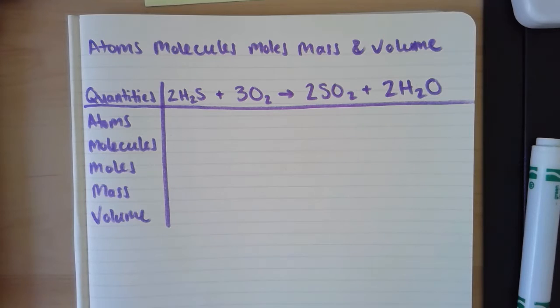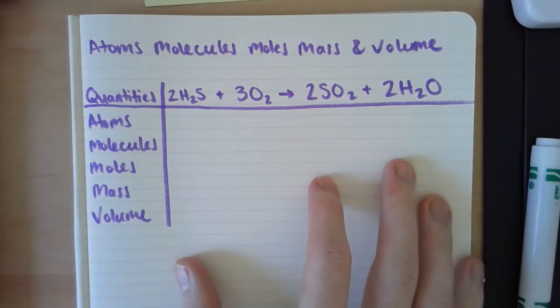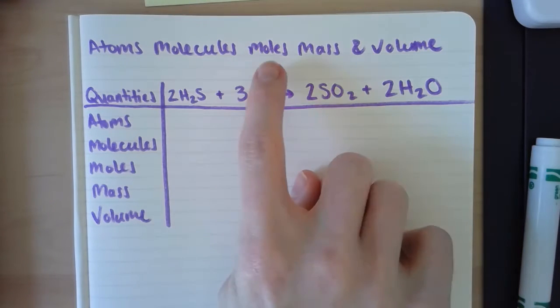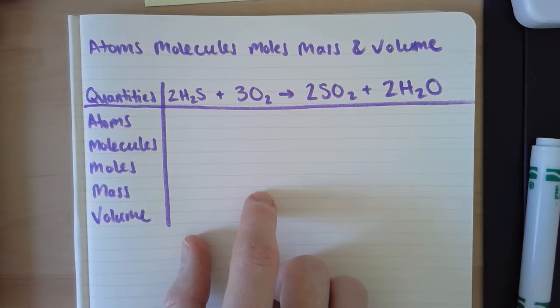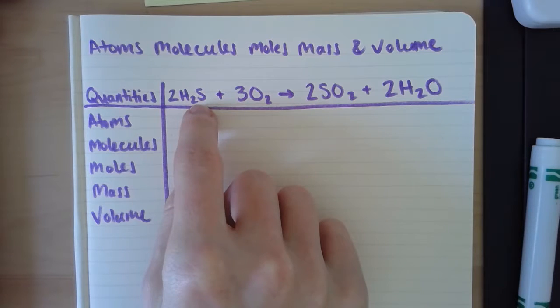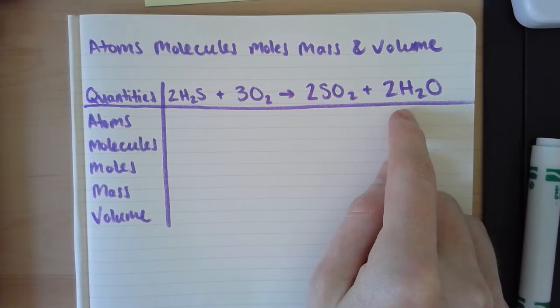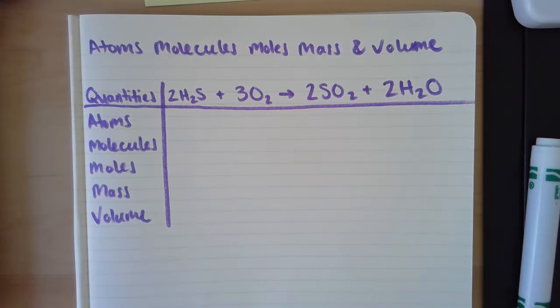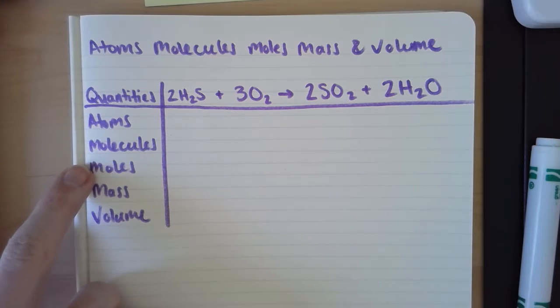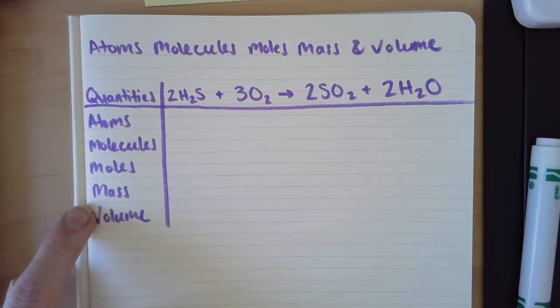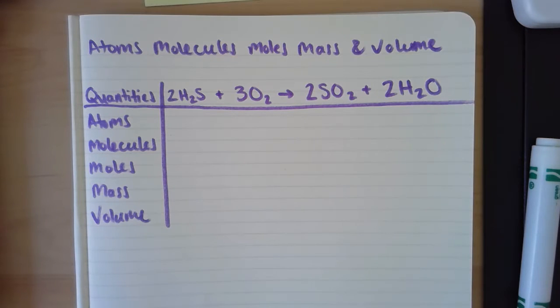So today we are continuing our lesson series on preparing for stoichiometry here. We have atoms, molecules, moles, mass, and volume. Our goal for today is going to be able to take this equation, right? 2H2S plus 3O2 forms 2SO2 plus 2H2O. And we're going to be able to find these quantities: the number of atoms, the number of molecules, the number of moles, mass, and volume of each thing. So let's get started.